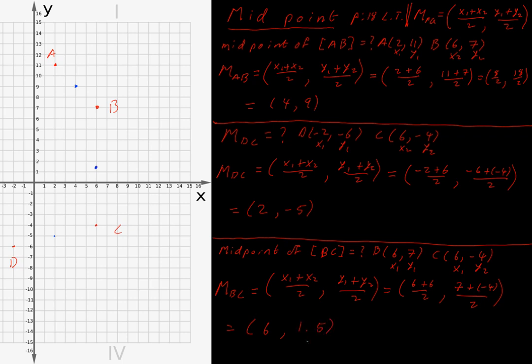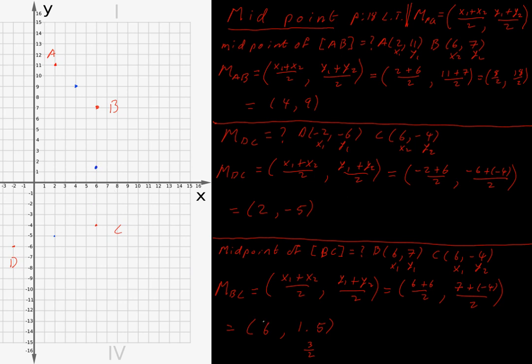Or you might have gotten 3 over 2. That could have been written as 3 over 2, and you can write it as 1.5 if you like. And I am roughly correct. That is at about 1.5. So again, it's helpful to have these visual guides for ourselves so that we can see if we're roughly correct. If I'd ended up with a minus number for my y, I'd have a suspicion that I was wrong because I can see roughly that that's around where my midpoint should be.